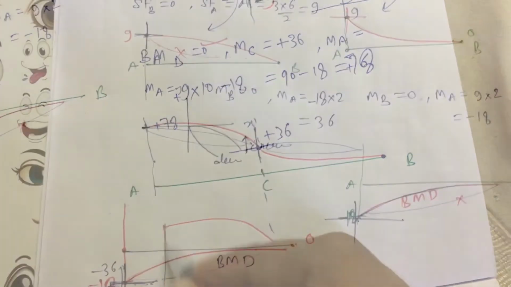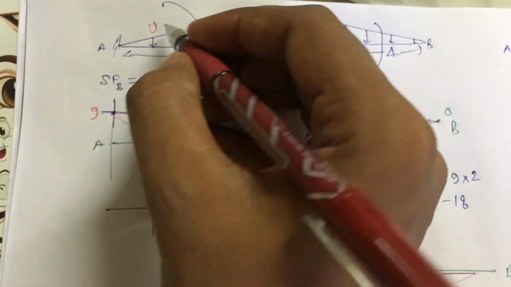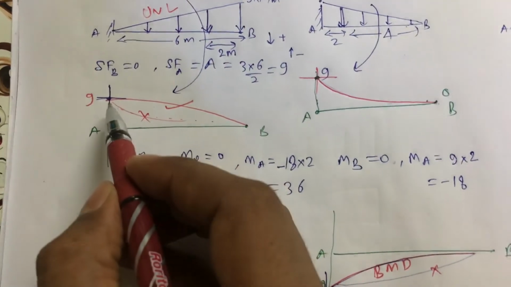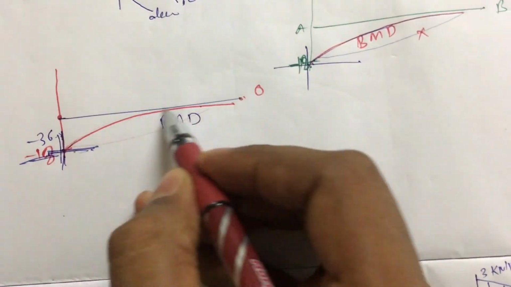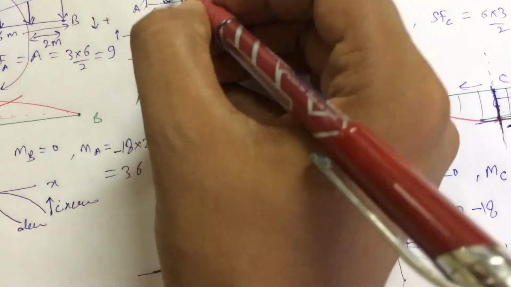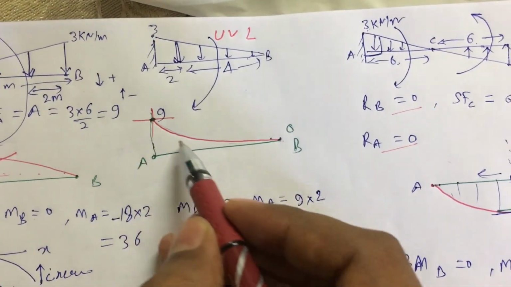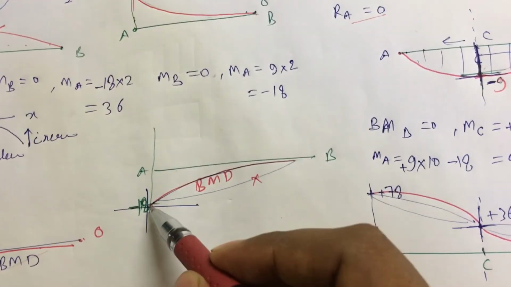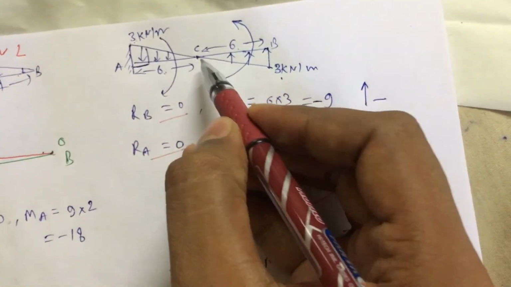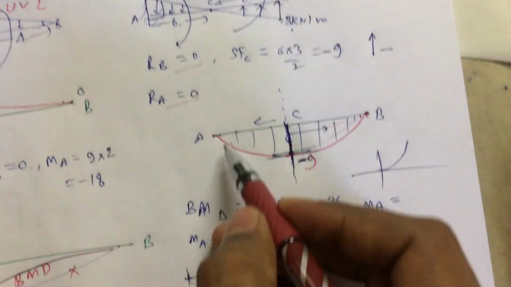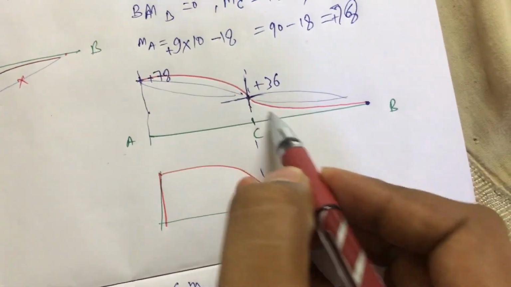And the very last thing is, if you have uniformly varying load, then your SFD will be parabolic and your BMD will be a cubic curve. Similarly here again you have uniformly varying load, so your SFD will be parabolic and your BMD will be a cubic curve. Again here this is UVL, this is also UVL, so this curve will also be parabolic and this will also be parabolic. This will be cubic and this will be cubic.